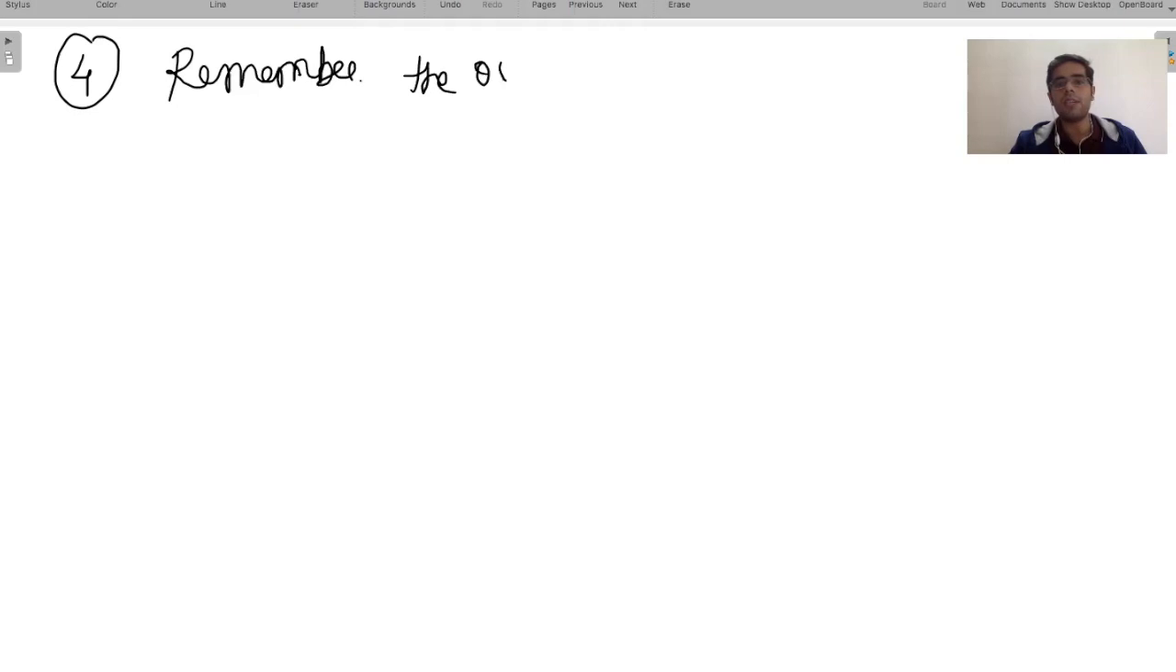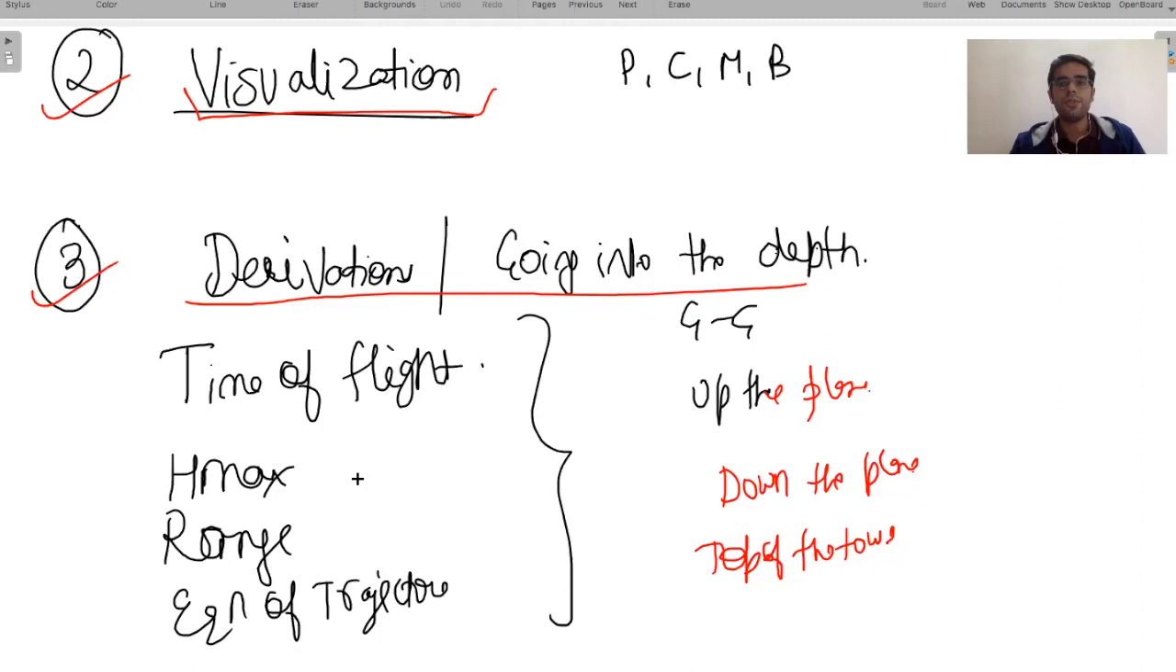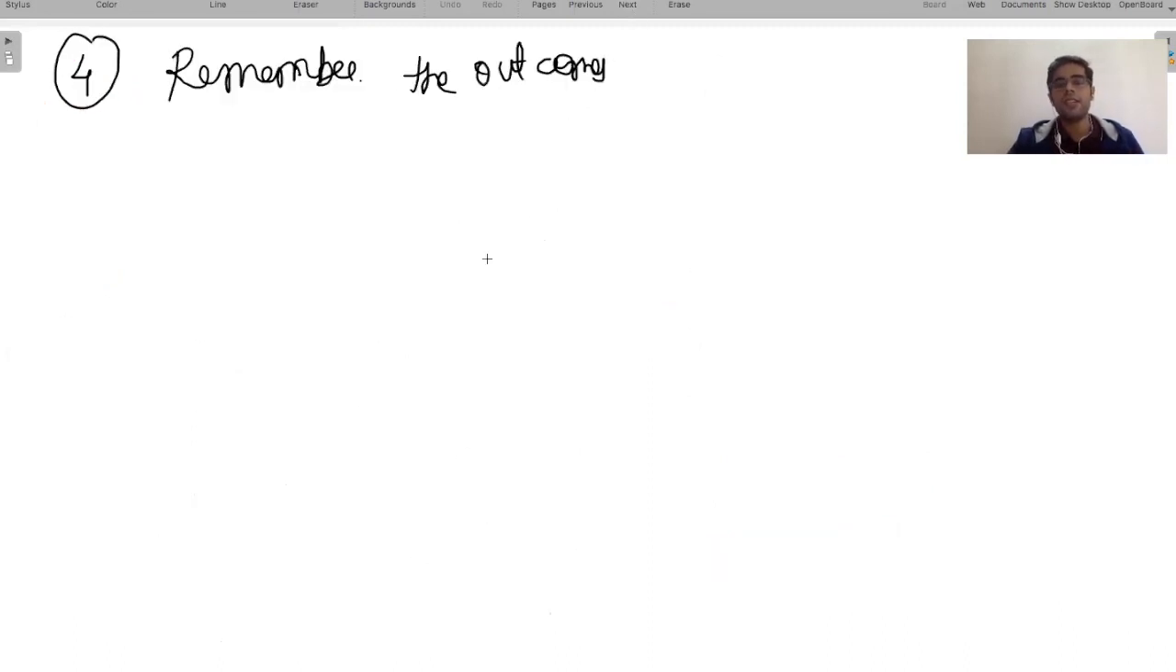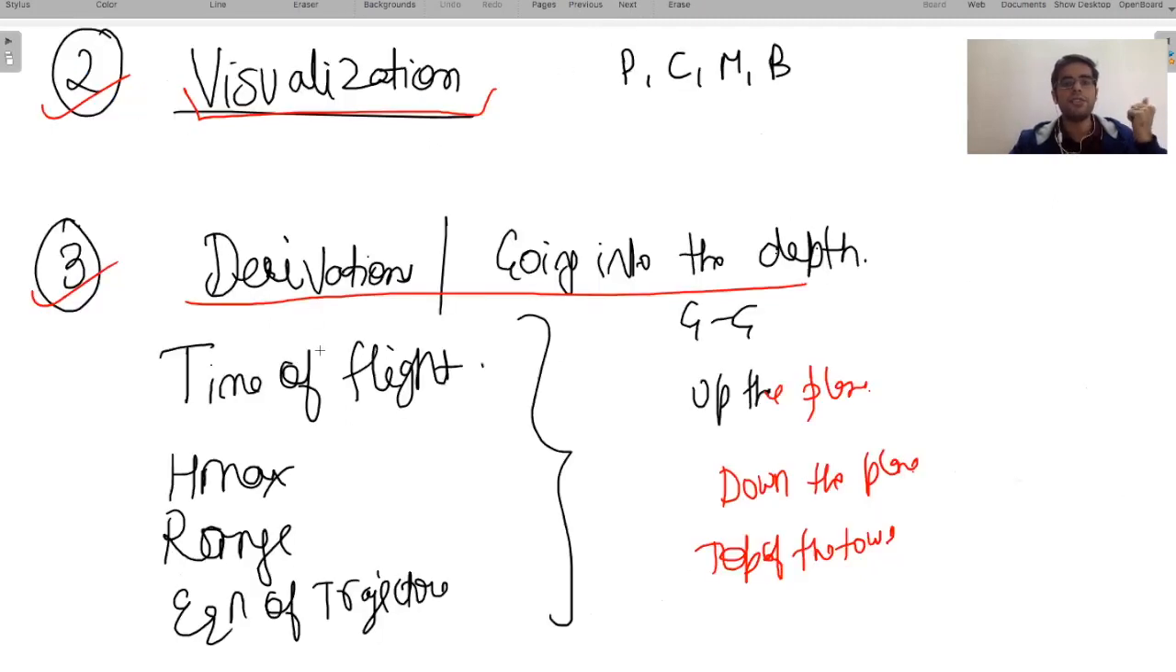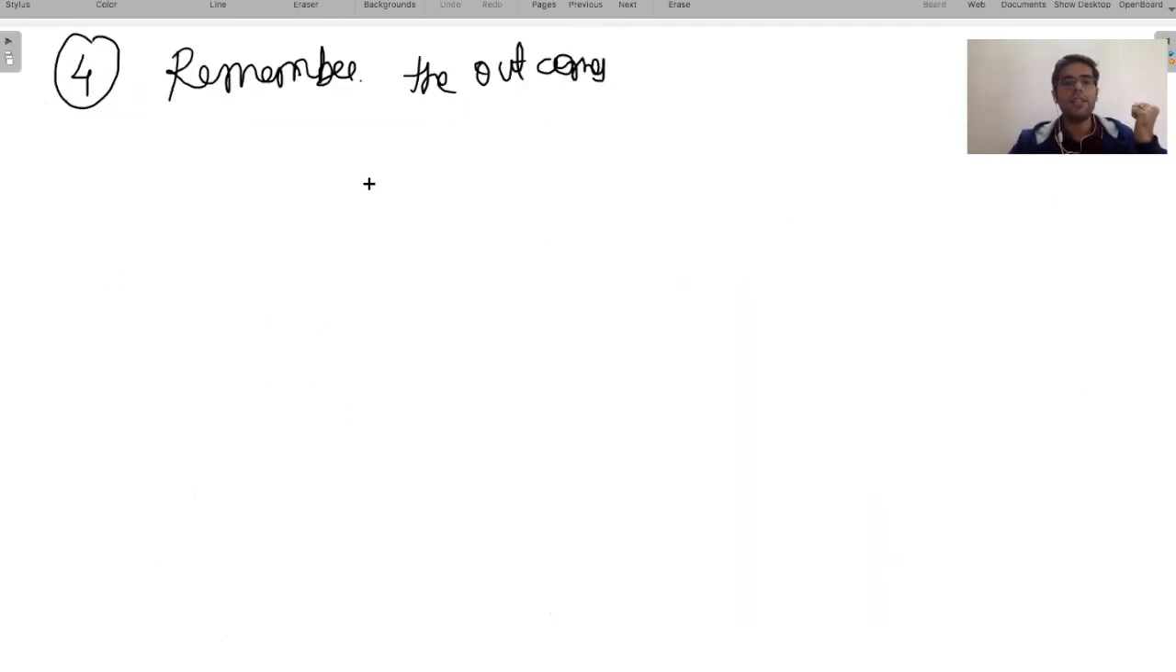So remember the outcomes. Now what is the outcome? Time of flight formula, 2u sin theta upon g. Hmax formula, u square sin square theta upon 2g. Range formula, u square sin 2 theta upon g. Equation of trajectory, y is equal to tan theta into x minus gx square upon 2u square cos square theta. Okay. So like this, you need to basically understand the concept. So there are primarily 4 steps: fundamentals, visualization, derivations or going into the depth, and then memory also. Okay.